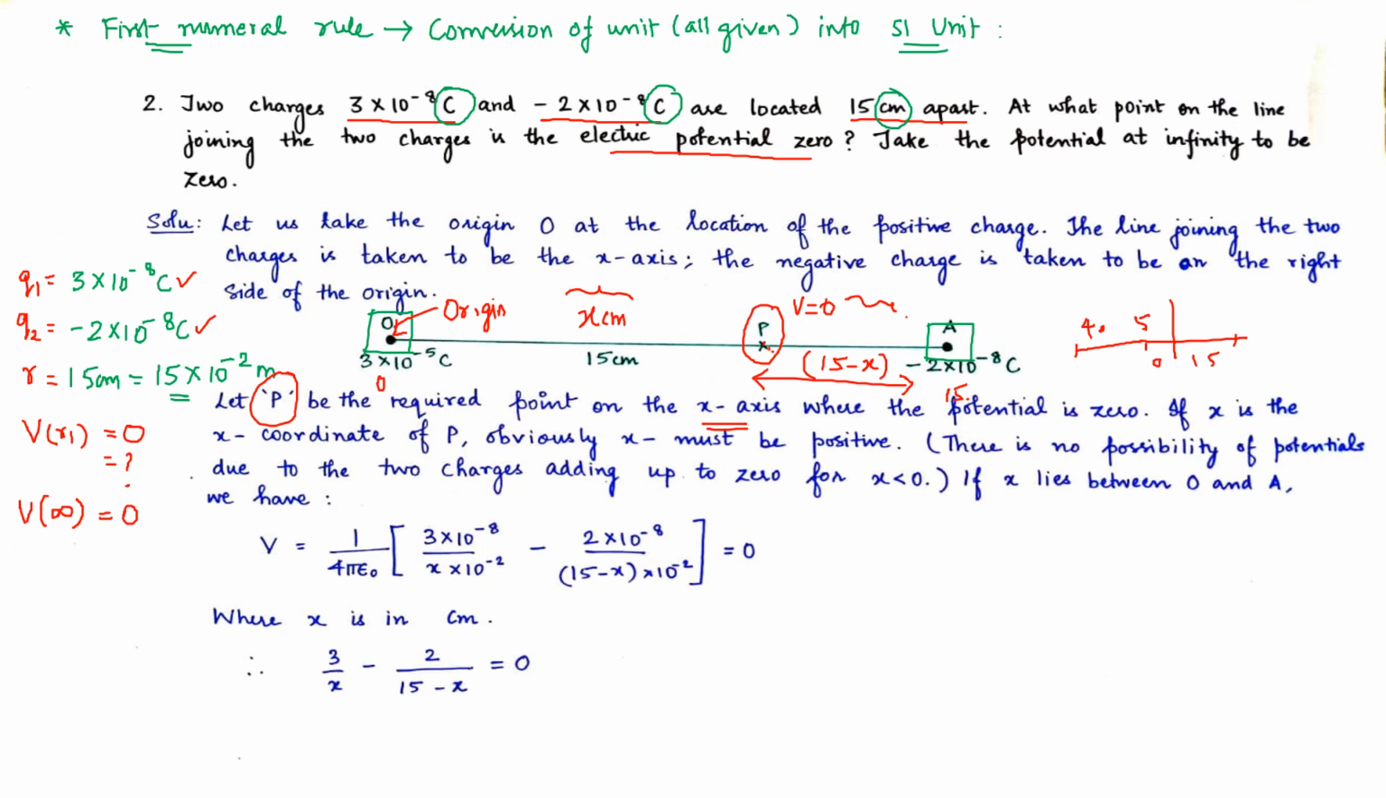If x is the x coordinate of P, obviously x must be positive. There is no possibility of the potentials due to two charges adding up to 0 for x smaller than 0. We haven't taken this point on the negative axis.